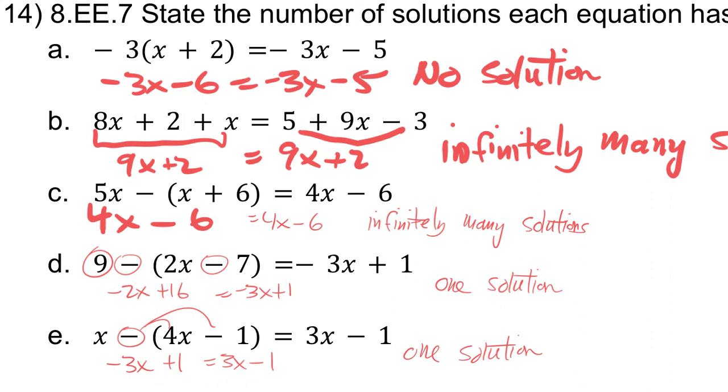When the constants are different and the coefficients are different, then you have one solution. When they're the same thing on both sides, that's infinitely many solutions. And when only the coefficients are the same, negative 3 and negative 3, that's no solution. So there you go.